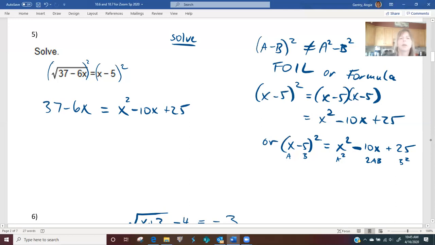You don't want to move your x squared to the left because that causes a negative x squared. Why don't you just move everything to the right? So you're going to add 6x, and then you're going to subtract 37, 0 equals x squared minus 4x.